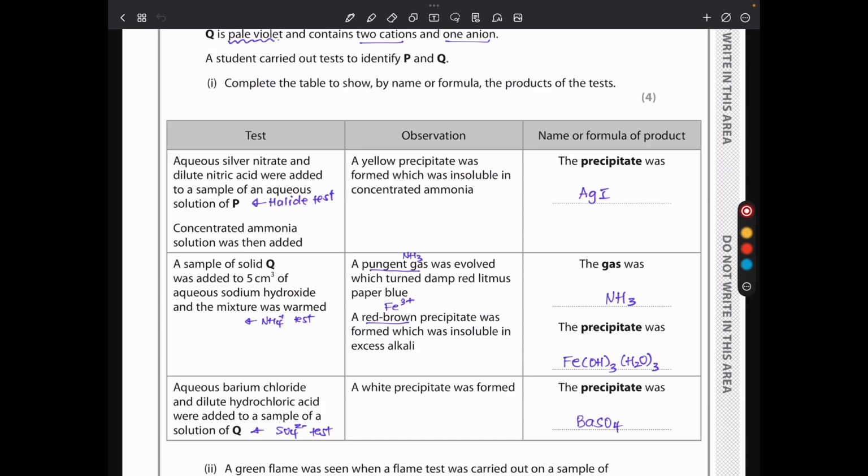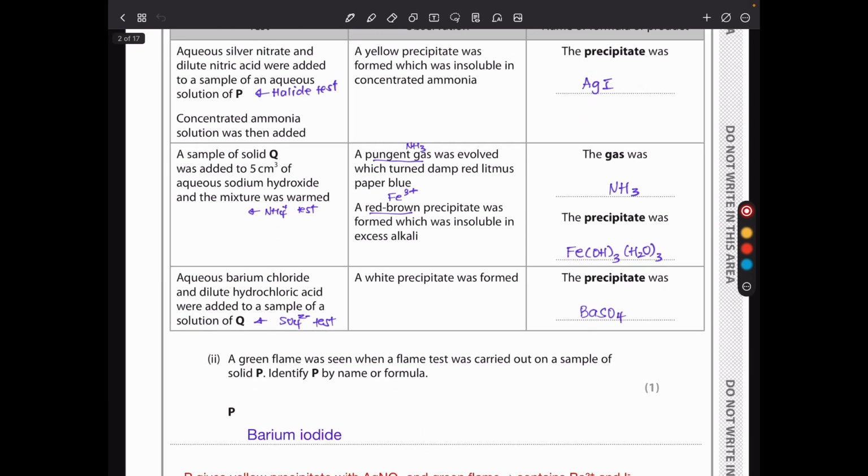So the first is the aqueous silver nitrate and dilute nitric acid were added to a sample of an aqueous solution of P. This is testing for halide. And then concentrated ammonia solution was added. A yellow precipitate was formed which was insoluble in concentrated ammonia. That means it's iodide, and the precipitate formed is silver iodide.